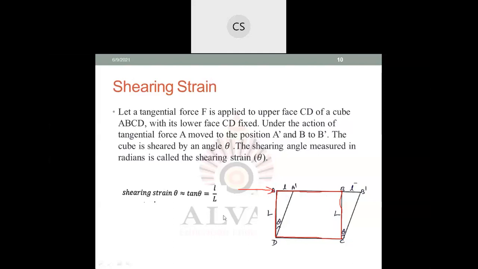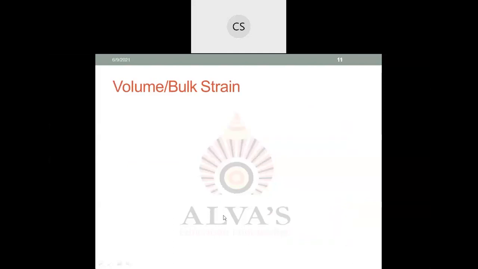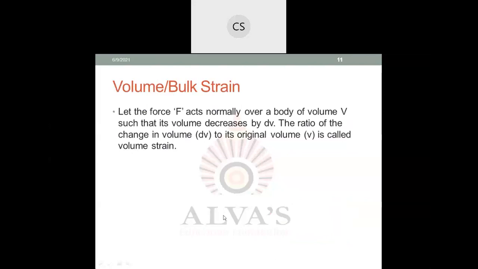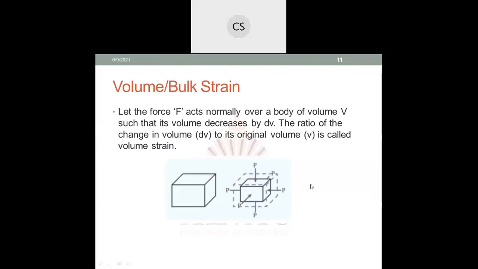Okay, so there is another type of strain known as volume strain, also known as bulk strain. Let us consider a force F acting normally over a body. Consider a body, with the force acting normally from all six faces. The body I have considered is a cube, subjected to a force which is acting normally over the body.